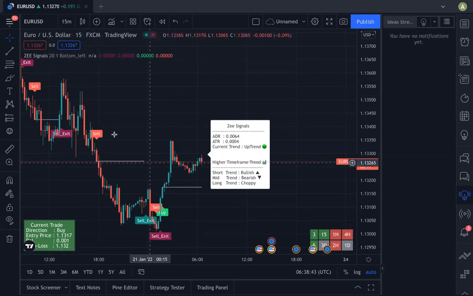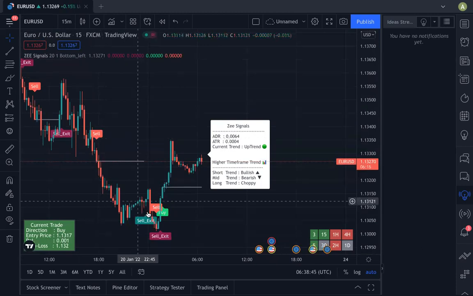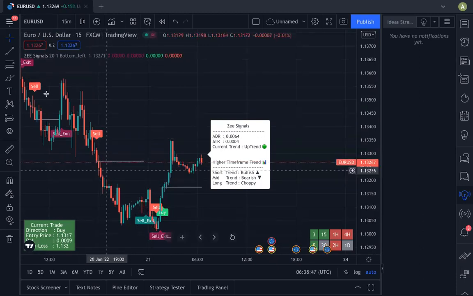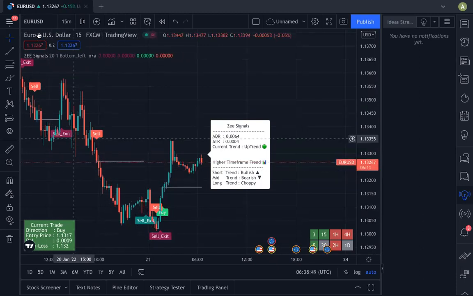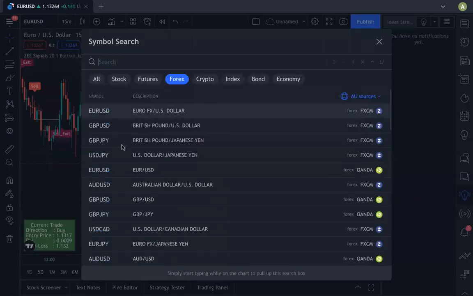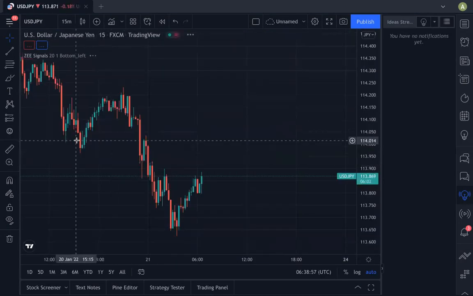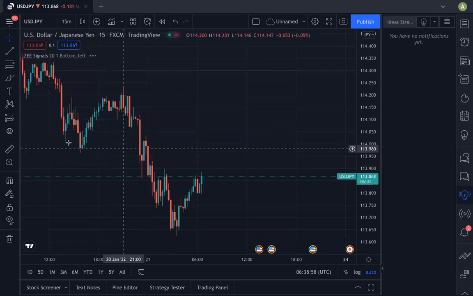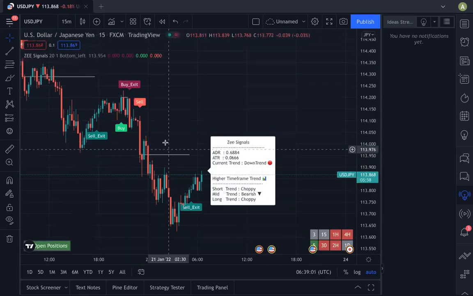And you can see we also had a sell that was exited in good profit here, and also a sell that was exited in good profit. This is good. This is good. So let's check something else. Let's go to USD JPY here. So we're looking at the Japanese yen USD, and let's see what we got here.